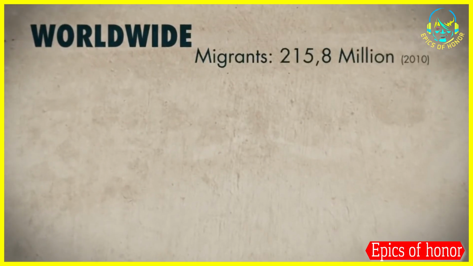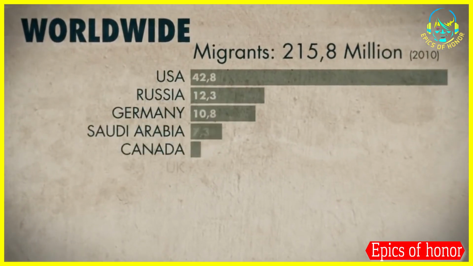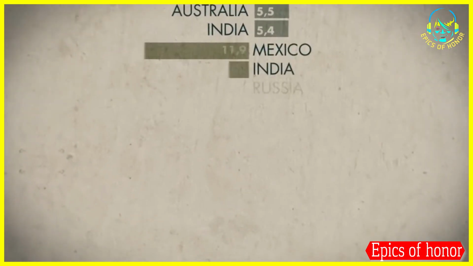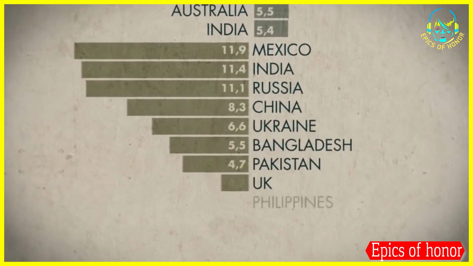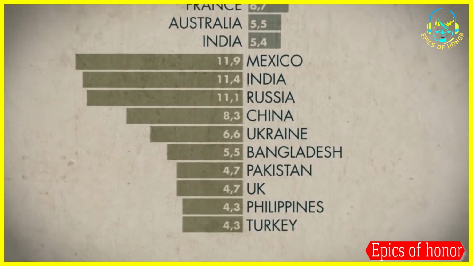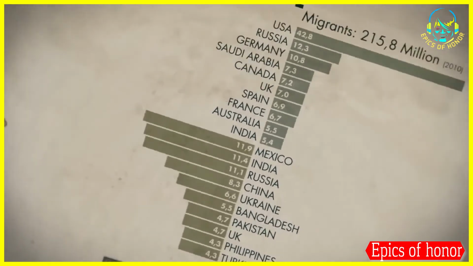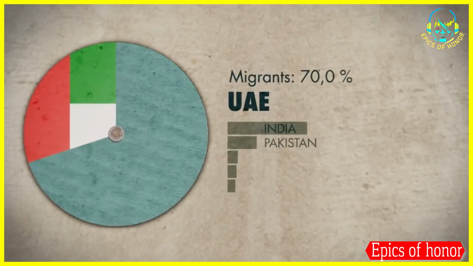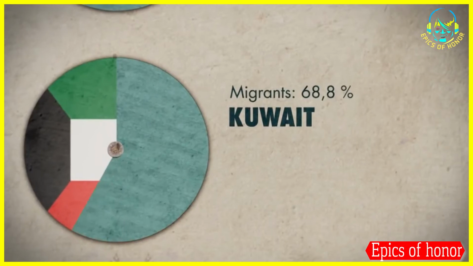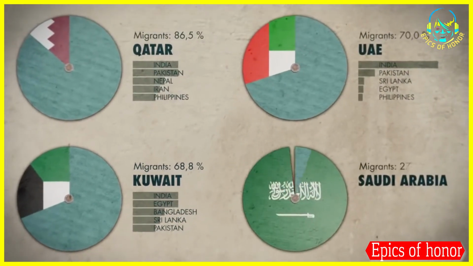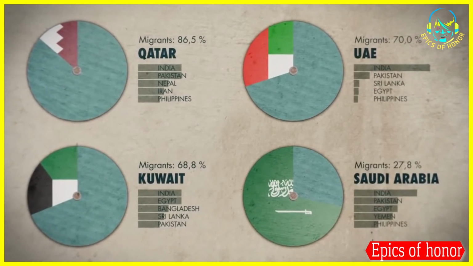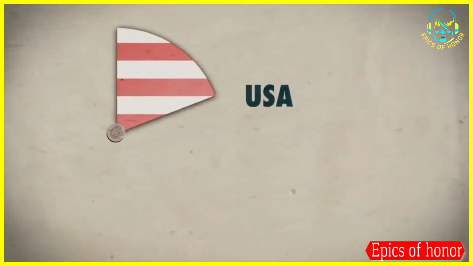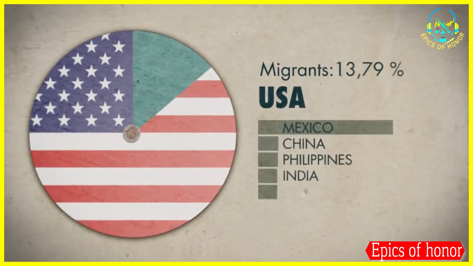By far, most immigrants live in the United States, followed by Russia and Germany. The main countries of origin are Mexico, India, China, and Russia. In proportion to their population, Persian Gulf countries host the largest share of migrants, about 35% of their population. They mostly come from South Asia and Egypt. Most migrants in the U.S. come from Latin America, particularly from Mexico.